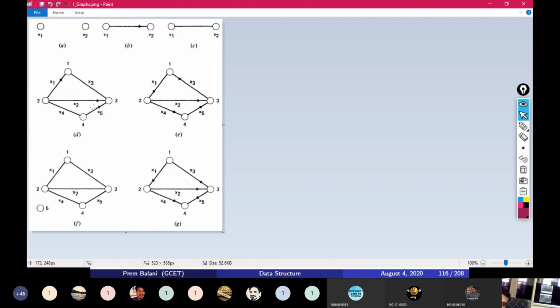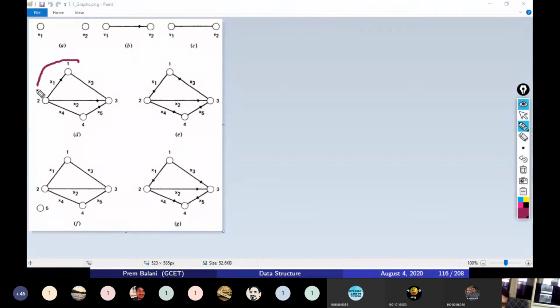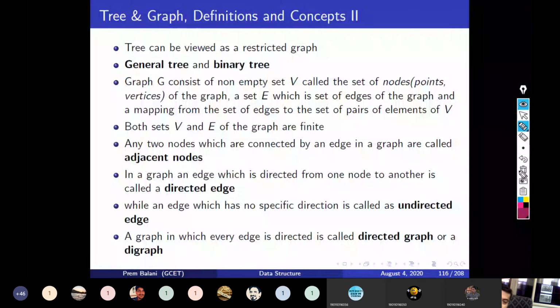Here you can see there are 4 vertices and 5 edges, right? For this graph, you can see there are 4 vertices and 3 edges. Here 2 vertices only and no edges. Here 2 vertices and 1 edge, 2 vertices and 1 edge, but here it is directed. This is not directed. Likewise. Okay. So this definition of graph is very famous.